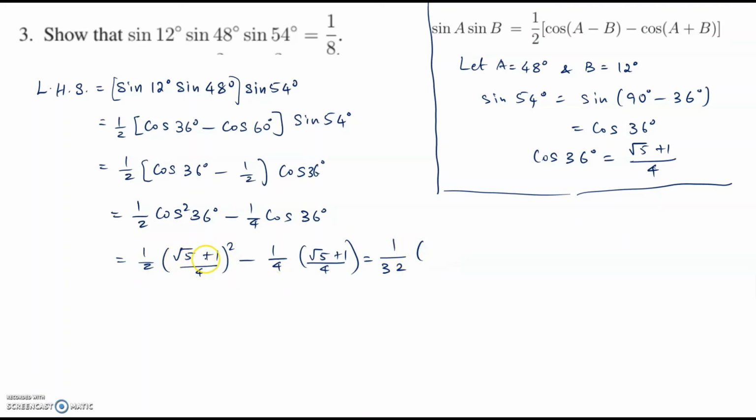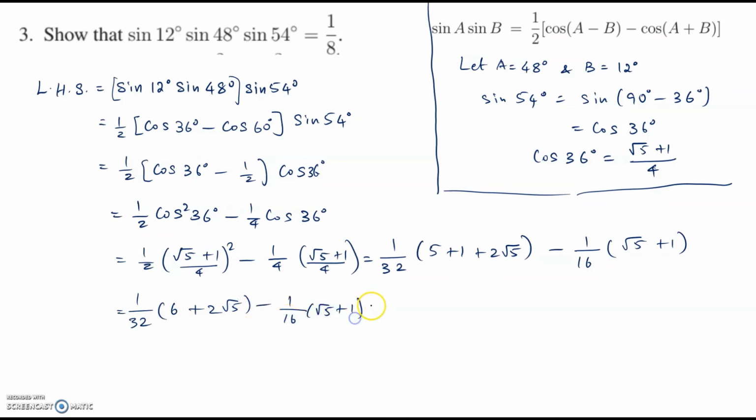Then within the bracket, (root 5 plus 1) the whole squared will become root 5 squared, that is 5, plus 1 squared, 1, plus 2 times 1 into root 5. So it will be 2 times root 5, minus 4 into 4 will be 16, so 1 by 16, within the bracket you have root 5 plus 1. Now this is nothing but 1 by 32 into (5 plus 1 is 6, plus 2 times root 5), minus 1 by 16 into (root 5 plus 1).